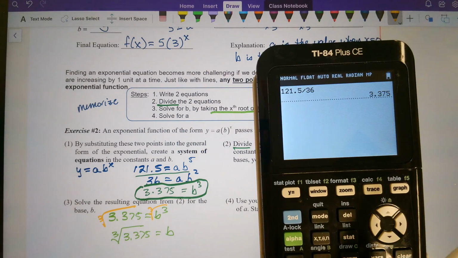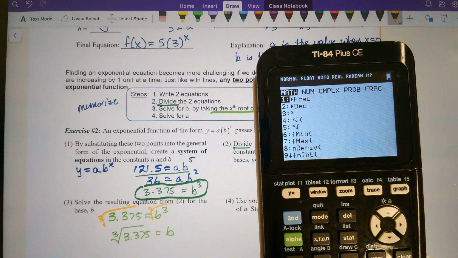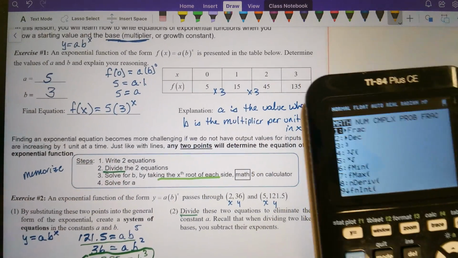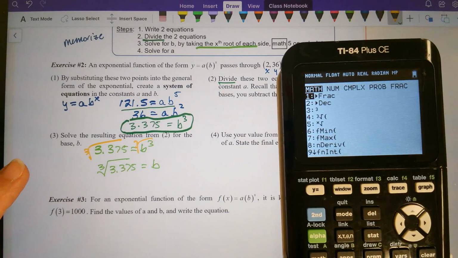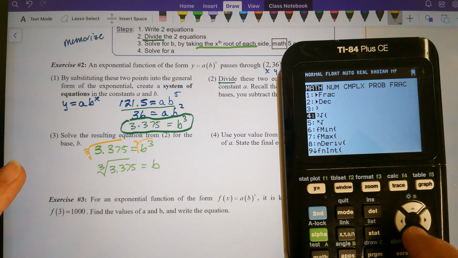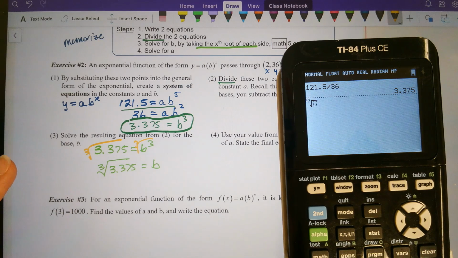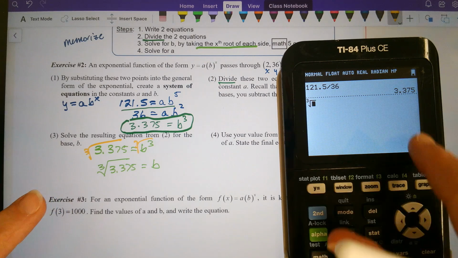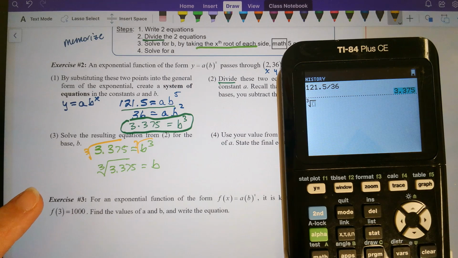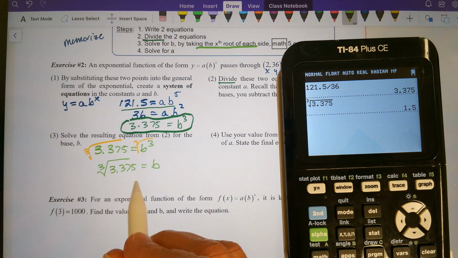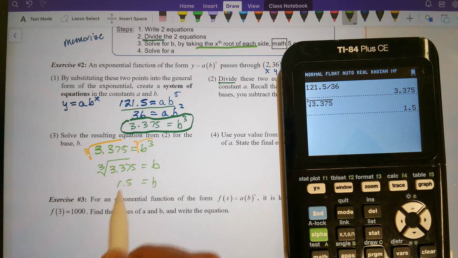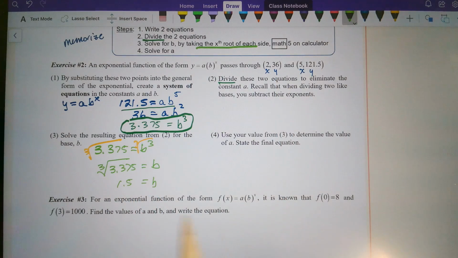Now using the calculator, as it says in step 3, math 5 on the calculator. I just press math, and now arrow down to number 5, and this is the third root. So 3 goes here for the root, and 3.375 is up there, so I will just arrow up, grab it, it's highlighted in blue, and press enter again. So b equals 1.5. So we have our b value.